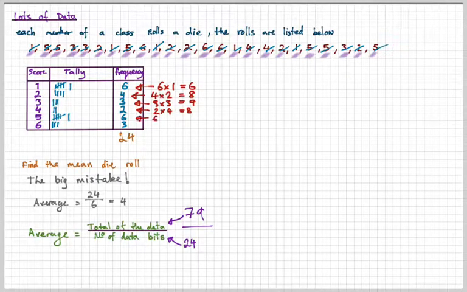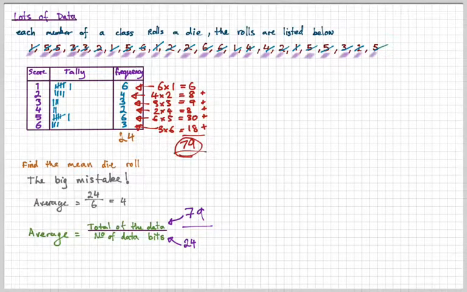Here, 6 people rolled a 5. 6 lots of 5 is 30. And here we have 3 people who rolled a 6. 3 lots of 6 is 18. So to find the total of the data, we have to add up this now. We have to do 6 plus 8, 14. 14 plus 9, 23. 23 plus 8, 31. 31 plus 30 is 61. 61 plus 18 is 79. So the total of the data is 79.